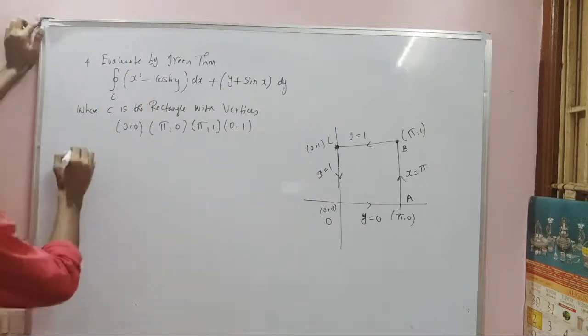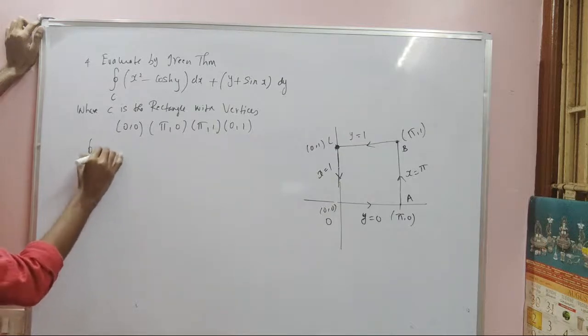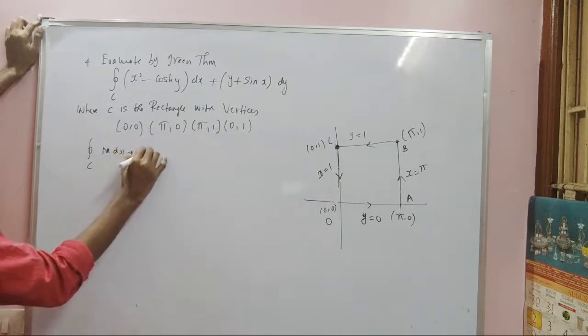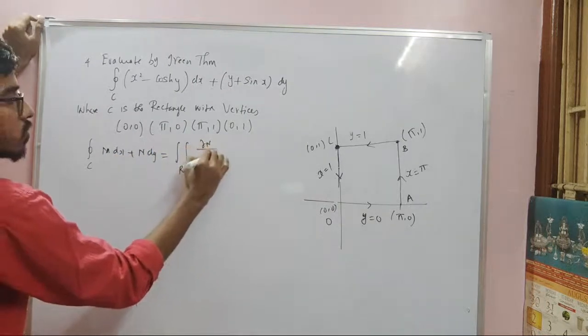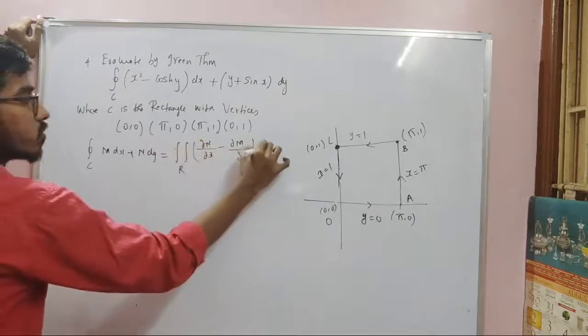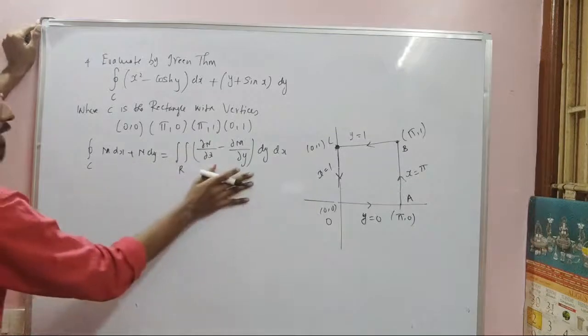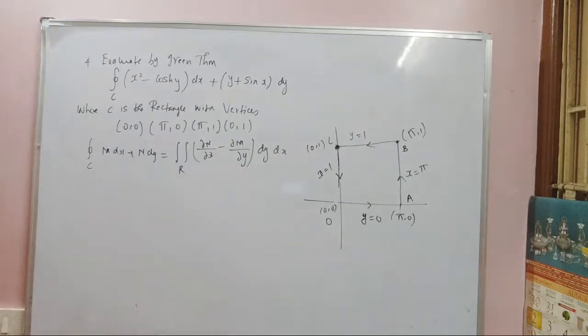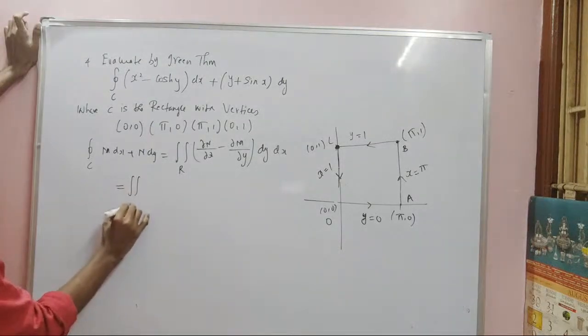So how will we do this by Green's theorem? What does Green's theorem say? Integral over C of m dx plus n dy is equal to the double integral over R of dou n by dou x minus dou m by dou y, dy dx. So in order to find this, we need to find these. They have said to evaluate by Green's theorem, so we need to evaluate the double integral over R.